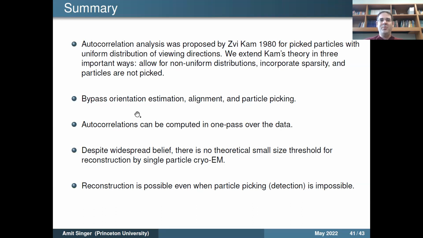We bypass completely orientation estimation, alignment, and particle picking. The advantage of autocorrelation is that we can compute it by just one pass over the data in a completely on-the-fly manner. And despite widespread belief, there is no theoretical small size threshold for reconstruction by single particle cryo-EM. So at least theoretically speaking, if you need a low resolution reconstruction, you can do it for arbitrarily small molecules that cannot even be detected in the micrograph.